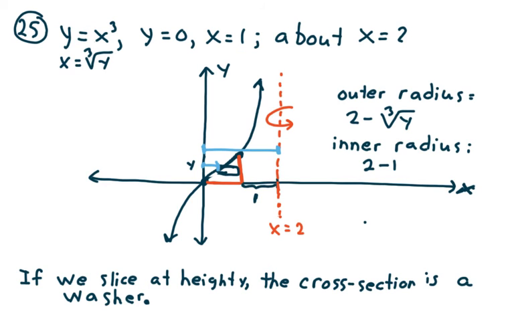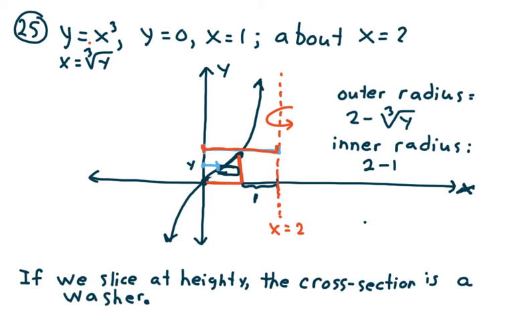And then lastly for this video, I wanted to take a look at number 25. If y equals x cubed and y equals 0 and x equals 1, so we're going to rotate the region bounded by that curve and these two lines about x equals 2. So if we slice at height y, the cross-section is a washer. And I'm going to do the same idea, right? Notice that the distance from the y-axis to x equals 2 is 2. And remember, I'm trying to get the outer radius.